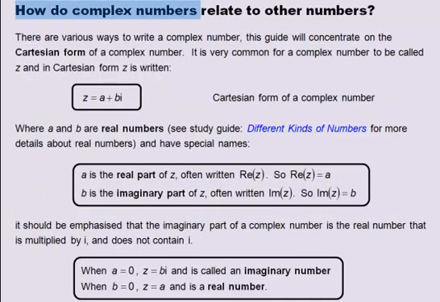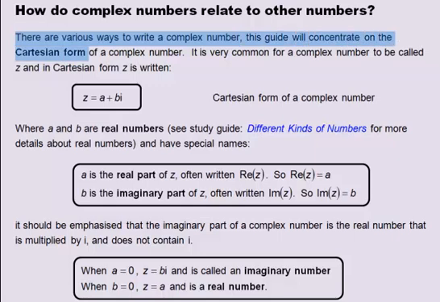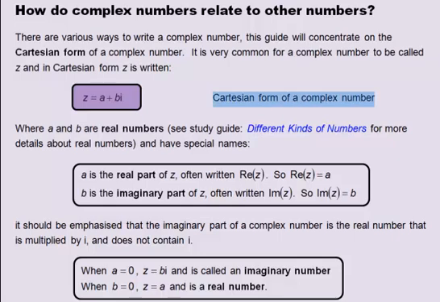How do complex numbers relate to other numbers? There are various ways to write a complex number. This guide will concentrate on the Cartesian form of a complex number. It is very common for a complex number to be called z, and in Cartesian form z is written z equals a plus bi. This is the Cartesian form of a complex number, where a and b are real numbers.